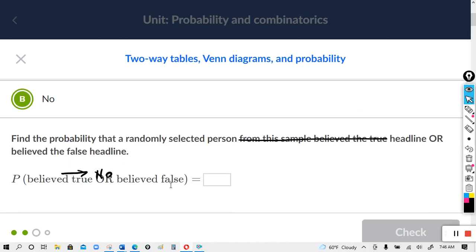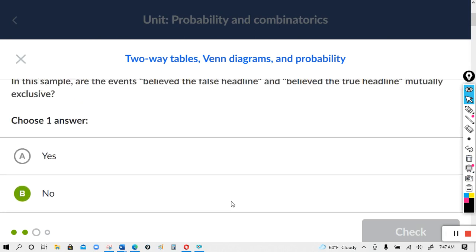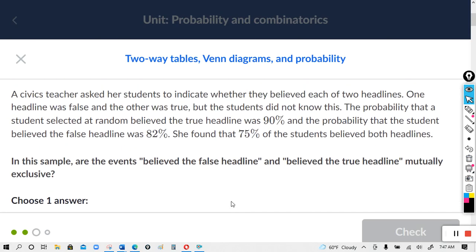And then the follow-up, the probability that a selected person believed the true headline or believed the false headline. Okay, believe true or false. So we have to subtract the overlapping part, just like we did before. Probability of they believe the true or the false.